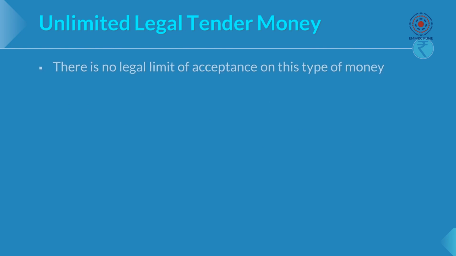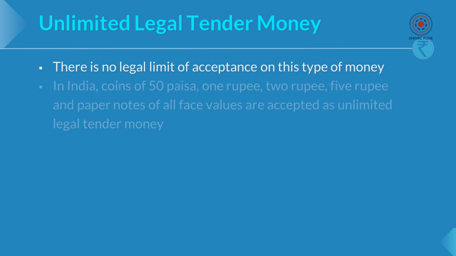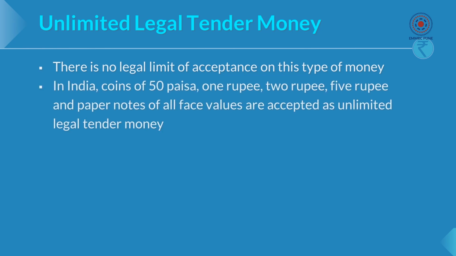Second type of money is unlimited legal tender money. There is no legal limit of acceptance on this type of money. In India, coins of 50 paisa, 1 rupee, 2 rupee, 5 rupee and paper notes of all face values are accepted as unlimited legal tender money. Because of the general acceptability of these coins and rupee notes by all the people, money can serve as a medium of exchange. This is one of the important functions of money.